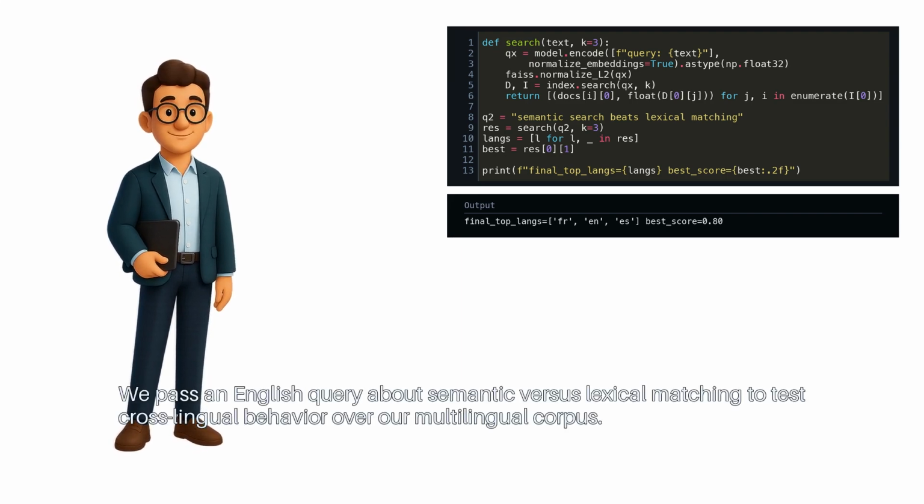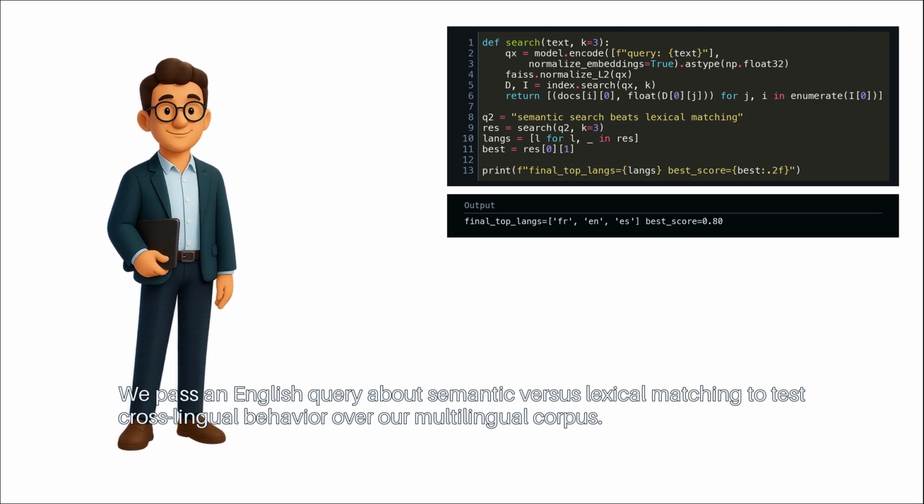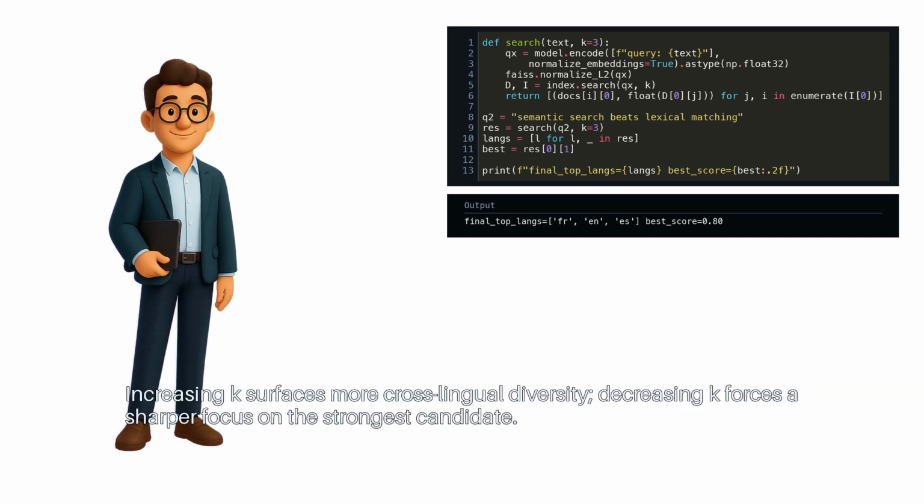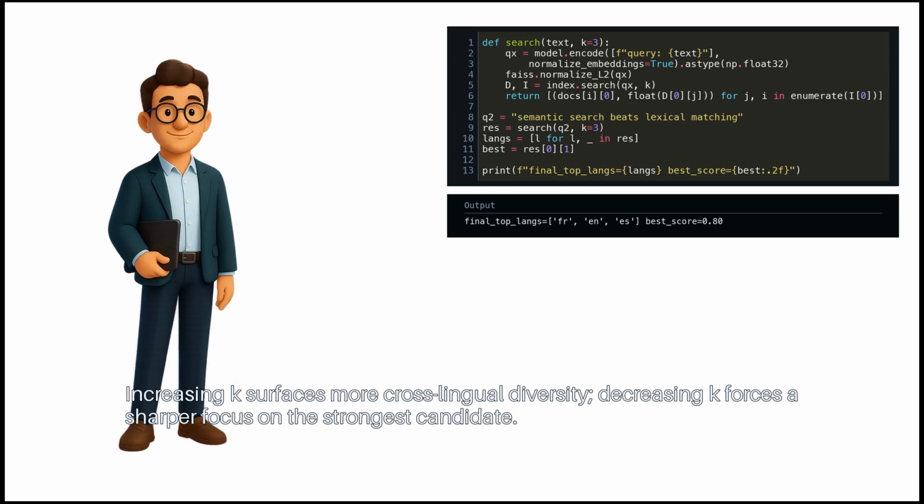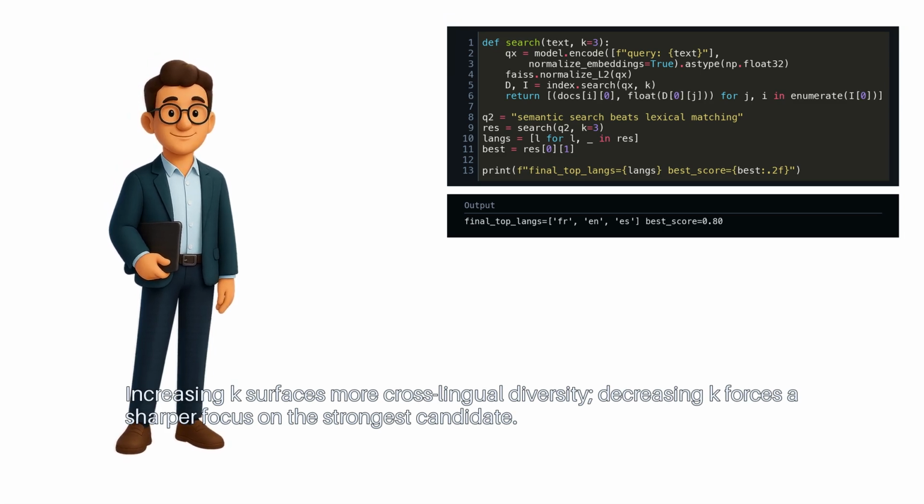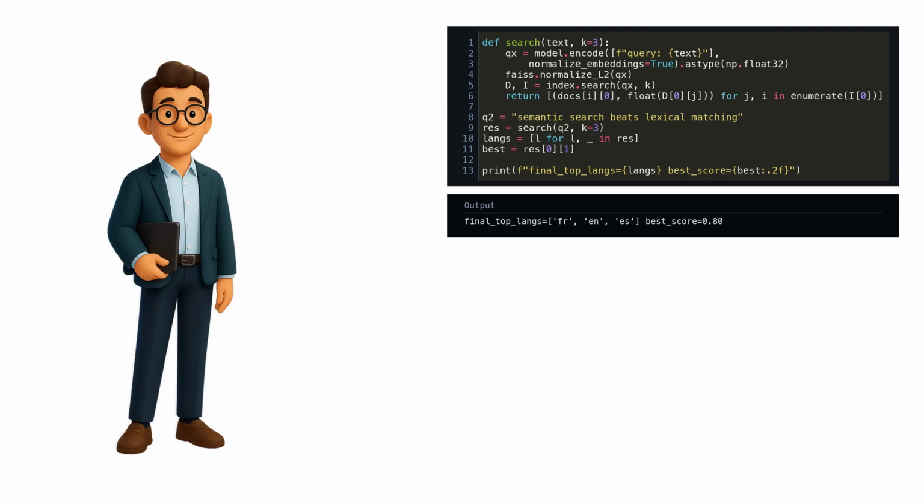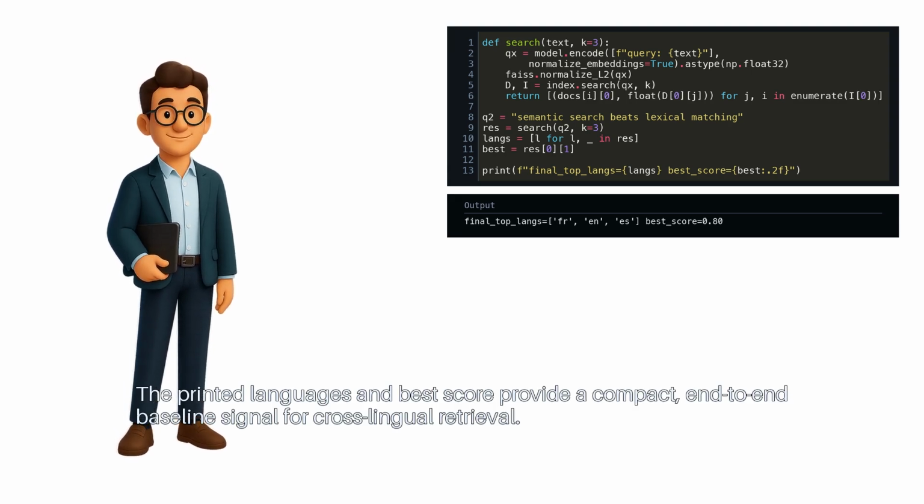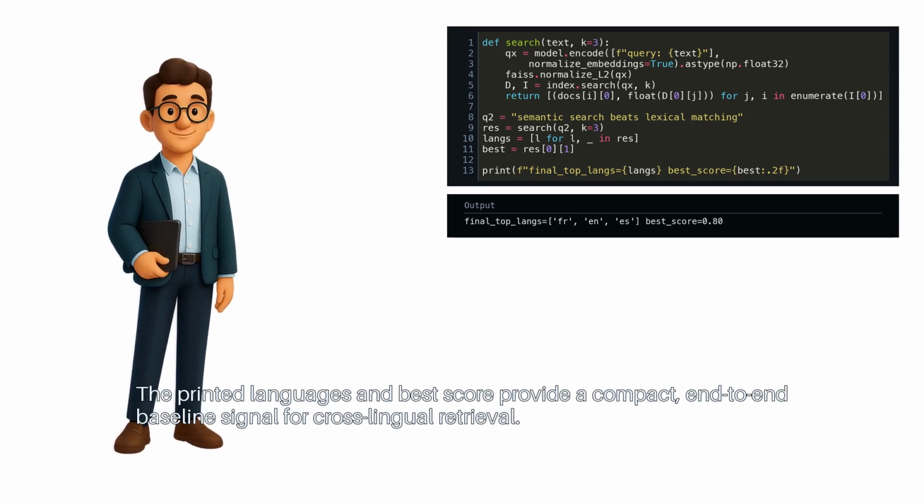We pass an English query about semantic versus lexical matching to test cross-lingual behavior over our multilingual corpus. The resulting list shows which languages dominate the top ranks and the strength of the best hit. Increasing K surfaces more cross-lingual diversity. Decreasing K forces a sharper focus on the strongest candidate. The printed languages and best score provide a compact, end-to-end baseline signal for cross-lingual retrieval.